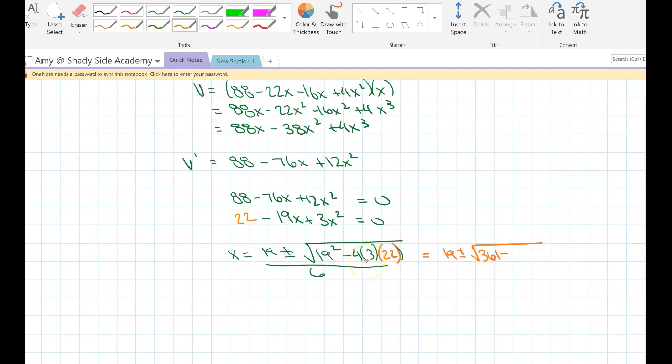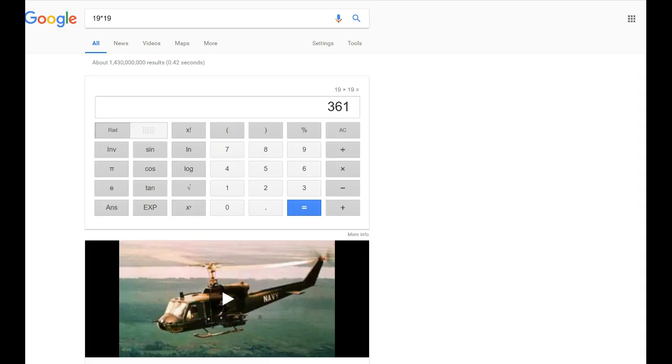12 times 22 is, well, 12 times 2 is 24, so 240. So 12 times 22 is going to be, let's see, what's 12 times 22? I just said no calculator, but I'm just being a little bit lazy. I know I could multiply this.